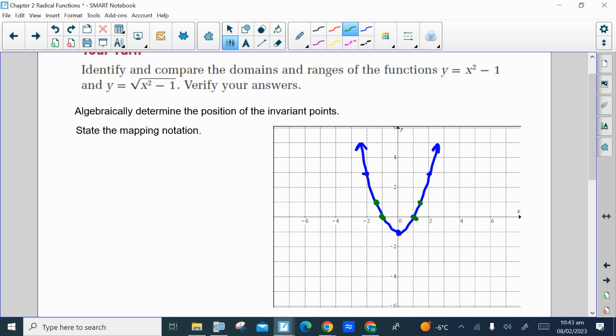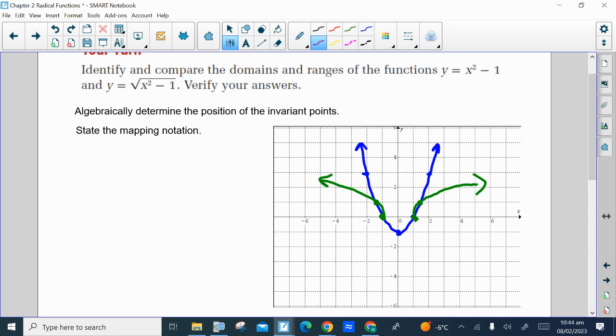So we have four invariant points: two places where y is 0, two places where y is 1. Remember that where the original graph is negative, which is between -1 and +1, we will not have any points on the radical function. Remember also, between the invariant points, the new graph is slightly above the original. After that, it's below. Same thing's going to happen on both sides. So that's what the graph of the radical function looks like.